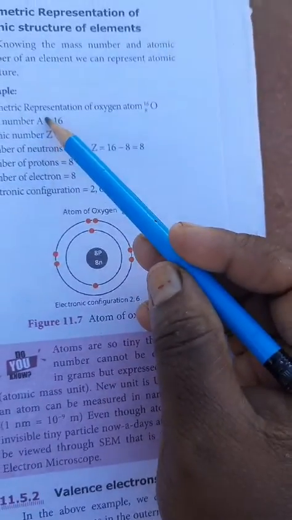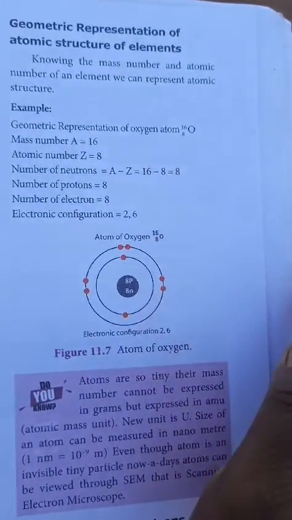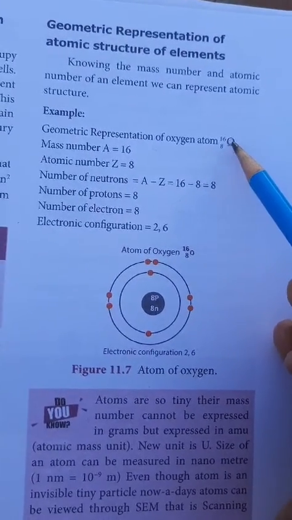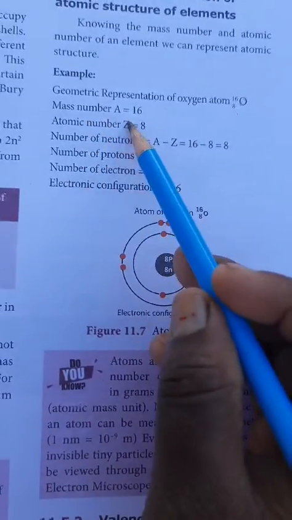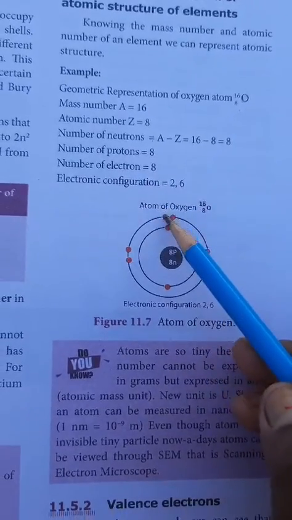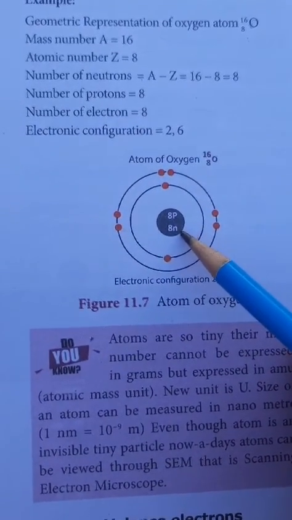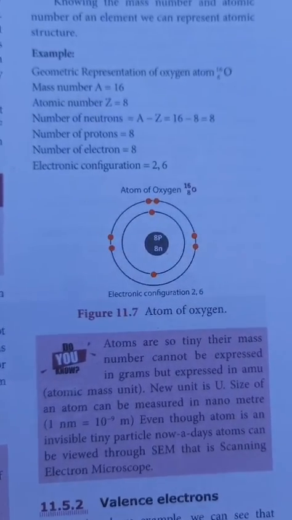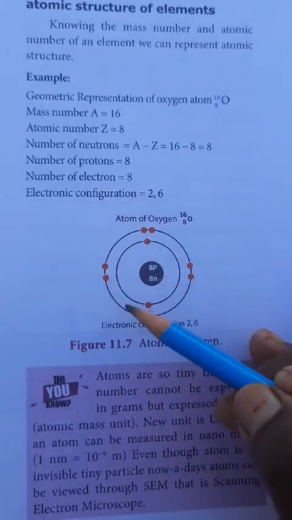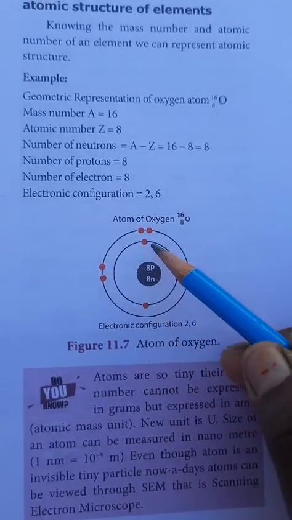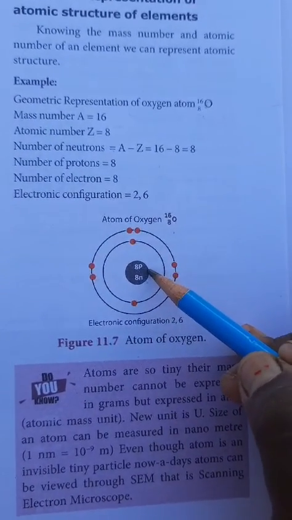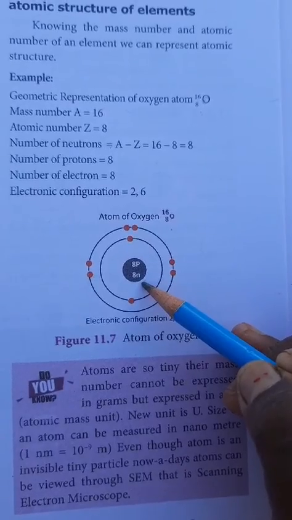Now the geometric representation of the atomic structure of elements. For example, the oxygen atom: atomic number 8 and mass number 16. Applying the formula I already told you, there are 8 protons and 8 neutrons. Oxygen has 2 electrons inside and 6 electrons outside, so 8 electrons in total.